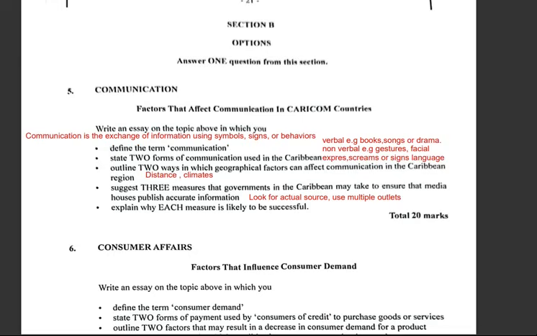Like for example, a crime was committed and it happened on this day, and they publish it on the news. What the government could do to ensure that media is publishing accurate information is to have, for example, the police find the actual source of the information, and ensure that the information is accurate before it hits the public, and also use multiple outlets. Alright, and they ask for 3 measures.